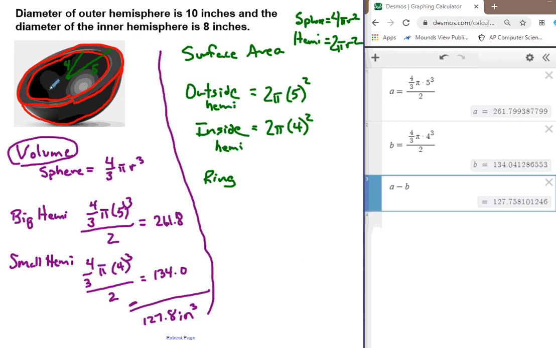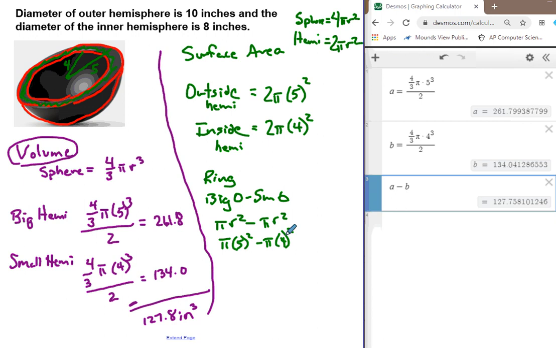Now that ring that I'm talking about is this part right here, that flat part right in here. And its area also would be covered in paint. And that ring is taken by taking a big circle minus a small circle. And each of those circles are pi r squared. And so that would be, let's see, pi times 5 squared minus pi times 4 squared.